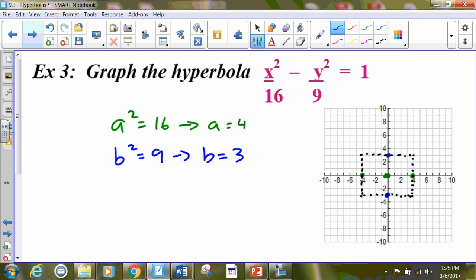Of this. Sometimes it might end up being a square, but in this case, it's a rectangle. So we use the knowledge of the 16 and the 9 to give us our 2 vertices and our box. And the box is really important because right now we don't know how wide our hyperbolas are going to be. So let's go ahead and find the diagonals of the box.